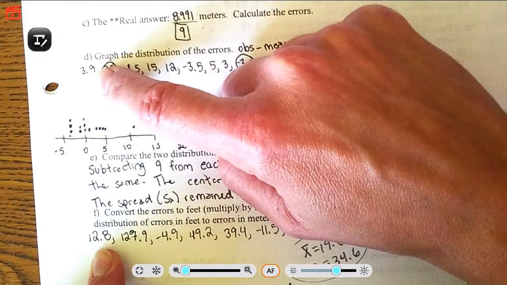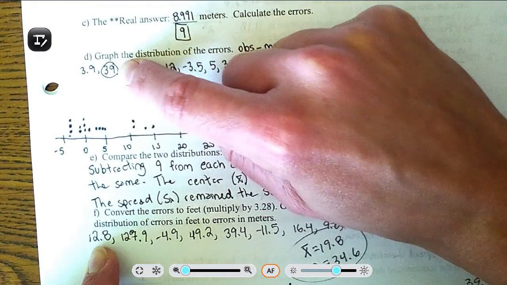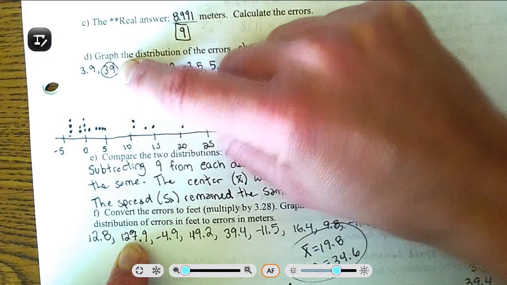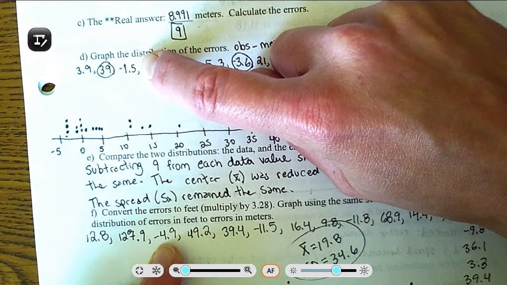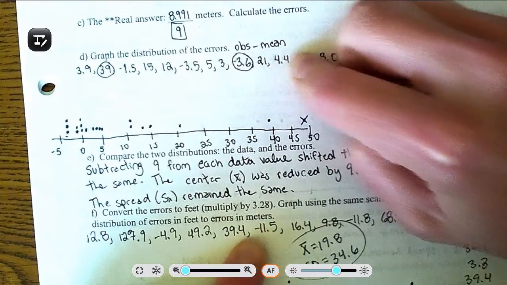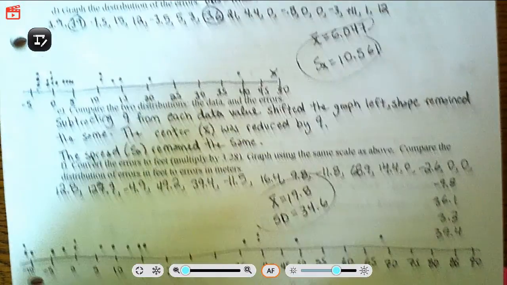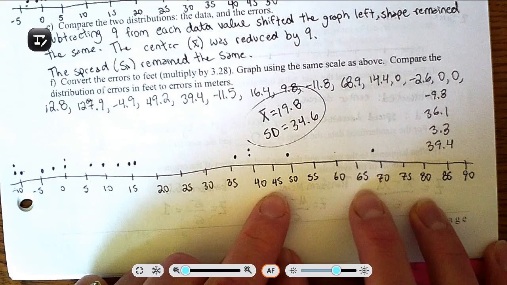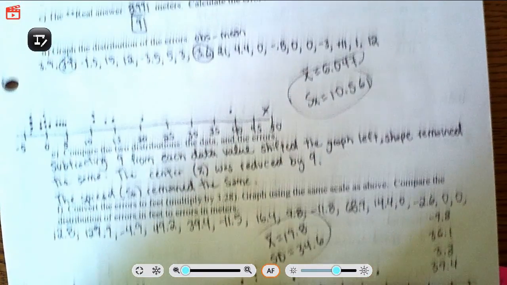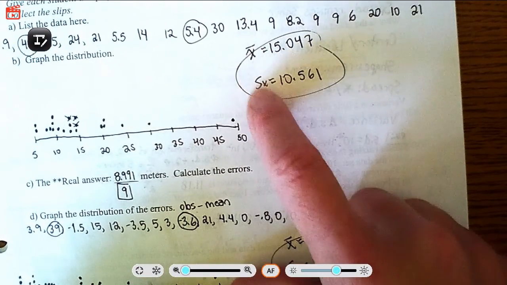So instead of 3.9, it's now 12.8. Instead of 39, it's 127.9. Doesn't even fit. Negative 1.5 is now negative 4.9, and so on. So I listed out all my changes in data. Okay. And then one more thing I did for each of these distributions is after I plotted them, I went through and found some summary statistics.